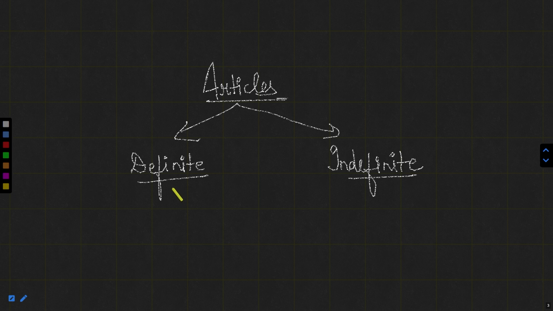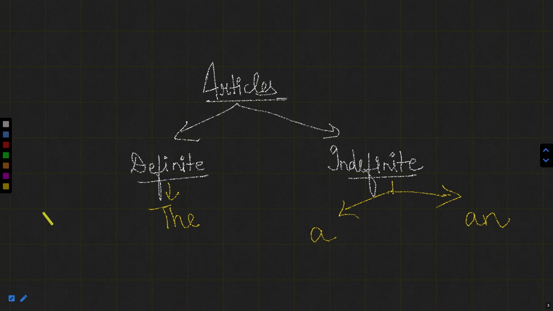Now, the definite article is "the", which is used before those nouns that are definite, or that can be made particular. But indefinite articles are again of 2 types. What are the 2 types here? Either "a" or "an". So these are the 2 types of indefinite article. The indefinite article can be further classified into 2 parts, either "a" or "an", and the definite article is only one, that is "the".